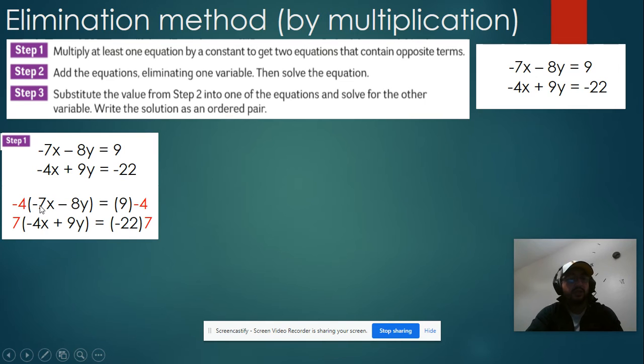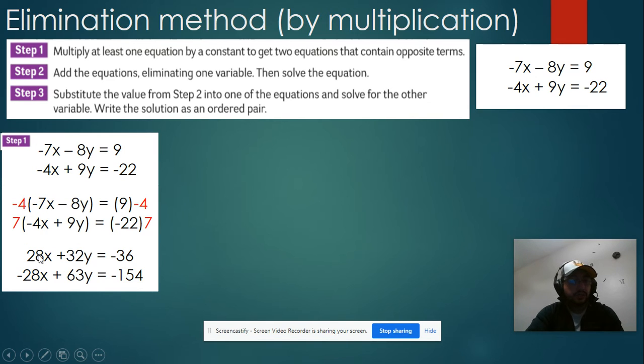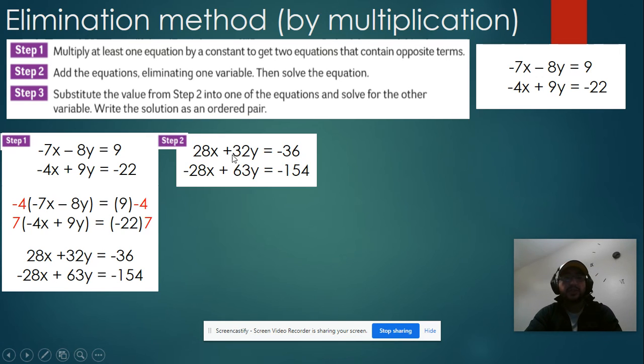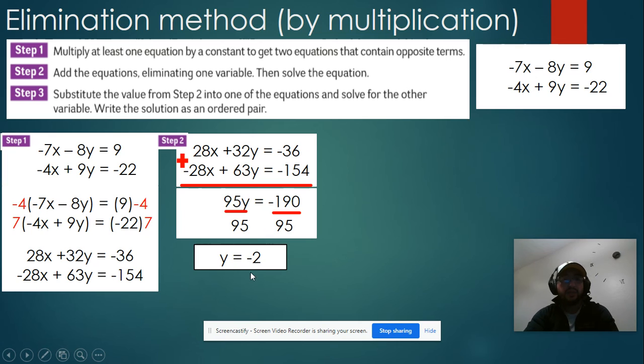So let's see. Negative 4 times negative 7x, 28x, negative 4 times negative 8y, plus 32y, and negative 4 times 9, negative 36. 7 times negative 4x, negative 28x, 7 times 9y, 63y, and negative 22 times 7, negative 154. As we can see, this coefficient is opposite, so we can eliminate the x. So we're going to do an addition, eliminate the x. I'm going to have 32y plus 63y, 95y. Negative 36 minus 154 is negative 190. Solve the equation, divide by 95, y equals negative 2.